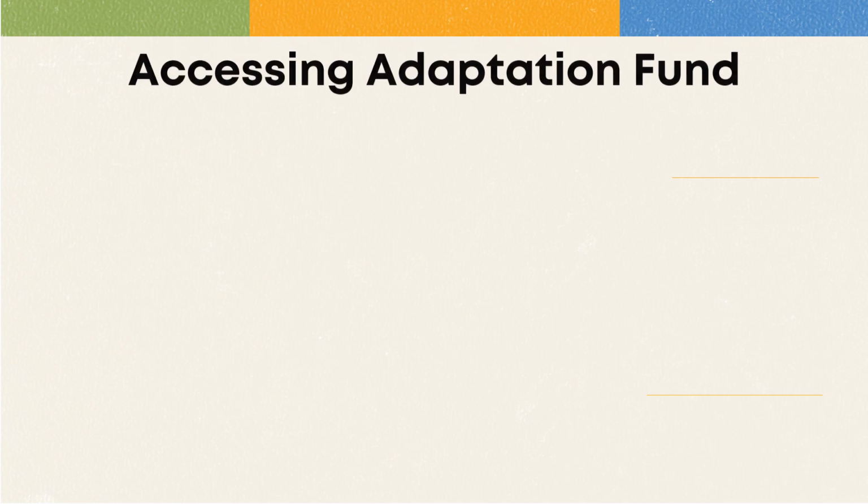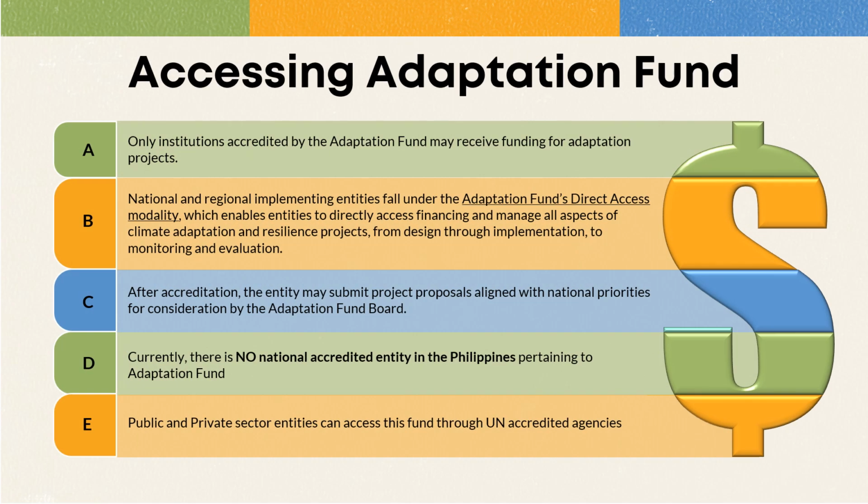The Adaptation Fund is distinctive for several reasons. Direct access. It was one of the first funds to pioneer the direct access modality, allowing eligible countries to directly access financial resources through their national implementing entities, bypassing the need for intermediaries. This empowers countries to own and manage adaptation projects from design through implementation while building local capacity.